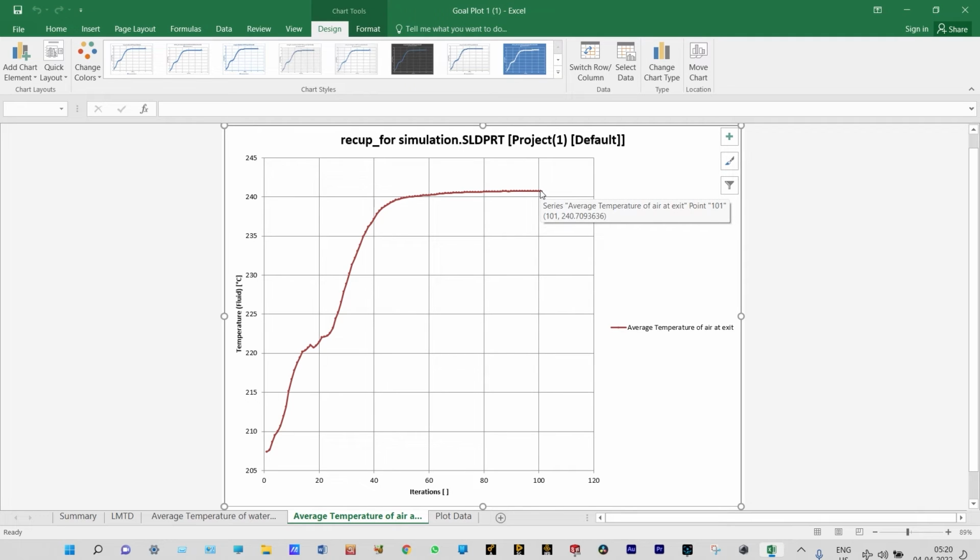Initially the average temperature of air was 250 degrees centigrade. Here you can see after 101 iterations the temperature at the exit of hot air is 240.7 degrees centigrade. We cannot see that much of a decrease in the temperature of hot air, only 10 degrees centigrade. But at the same time you can see there is a huge gain in the temperature of cold water, right?